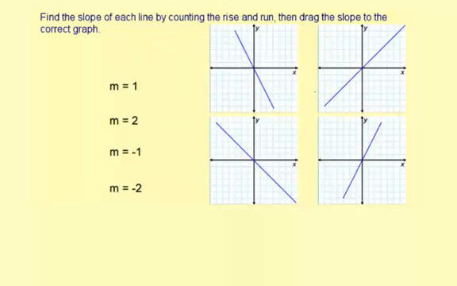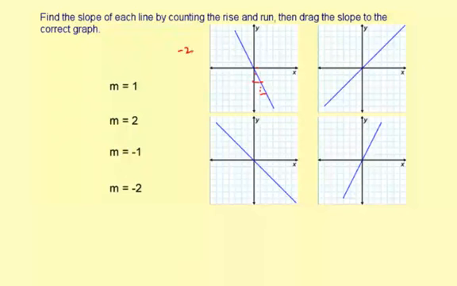Find the slope of each line by counting the rise and run, then drag the slope to the correct graph. So we're looking for the rate of change, and we're just going to figure that out by counting. So for example, this first graph, we're trying to unitize here. It goes down 2 and then right 1, down 2, right 1, and so forth.